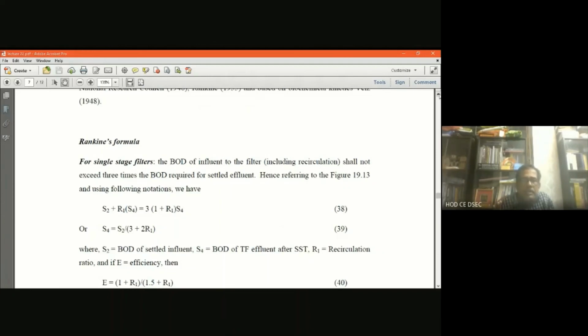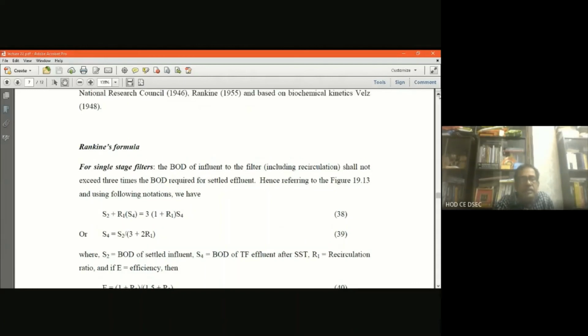So we have seen that with the recirculation ratio, how to calculate the total flow rate, and what the loading rate is, that is cubic meter per square meter. How to find out the area: just divide the total flow by the hydraulic loading rate, that is volume per square meter, and you will get the area of the filter. And the kinetic equations for the low rate, high rate, and super high rate, we have also already seen.